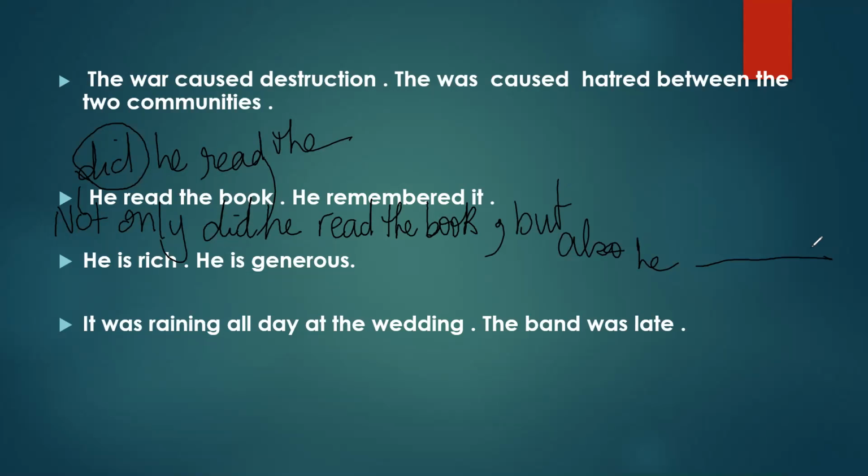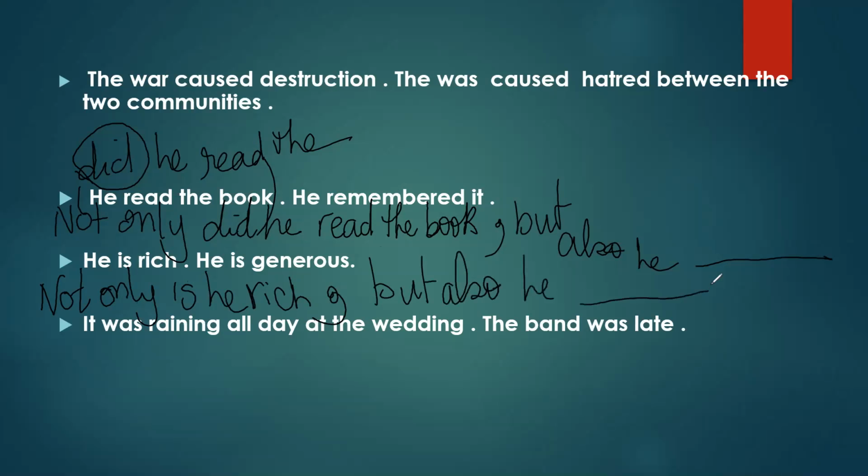Not only, allow me some time to write. Yes. Not only was he rich, but also. From where? Wait a minute, Muhammad. Where is "was" in the sentence? Not only is he rich. Thank you. Not only is he rich, comma, but also he is generous. Thank you, my dear.